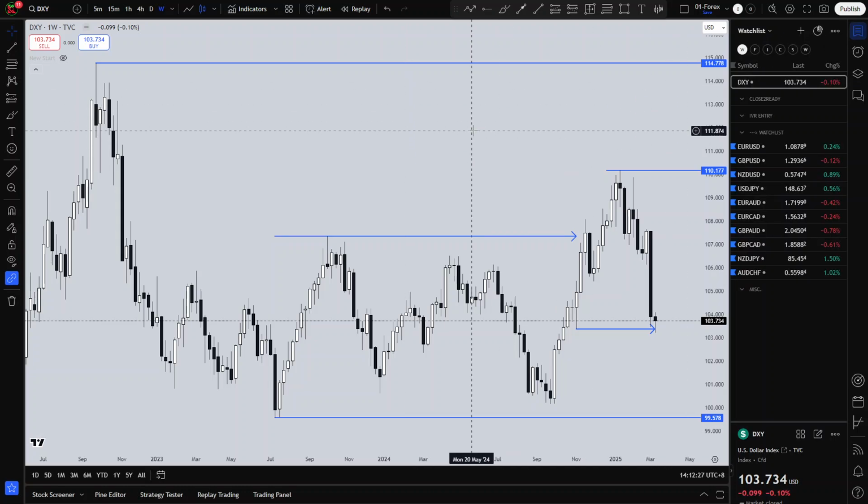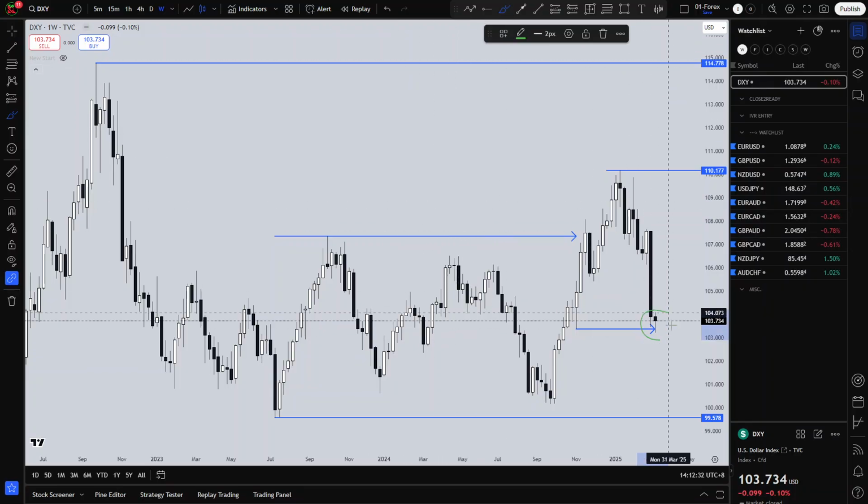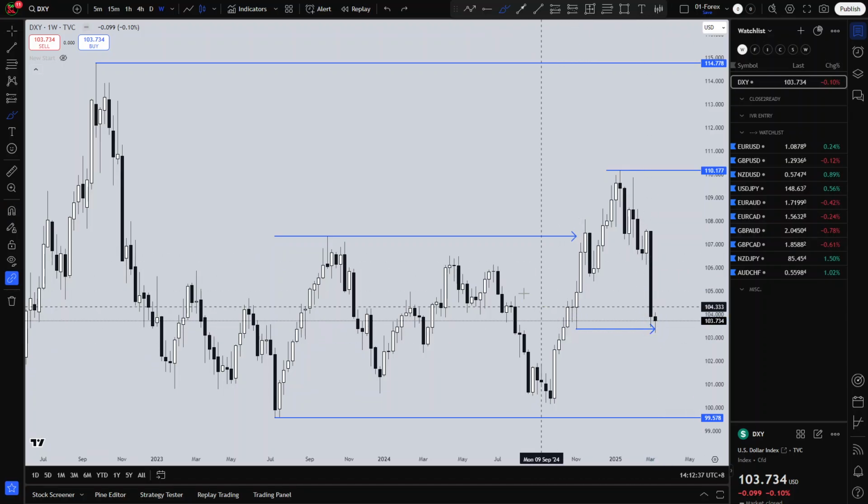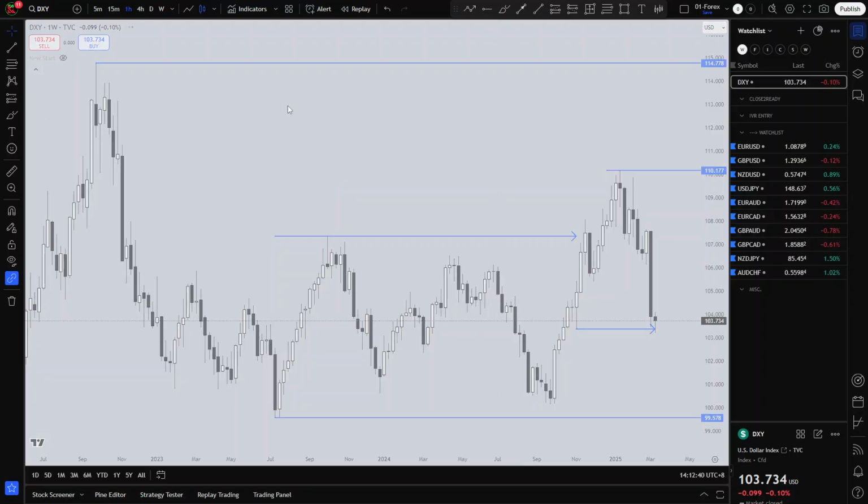We start as usual on the DXY on the weekly time frame. We can see we did not have too much progression here last week. We are still sitting on the low here to the left. We are diving straight down to the 1 hour time frame.